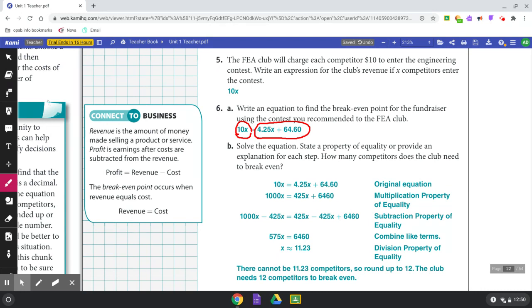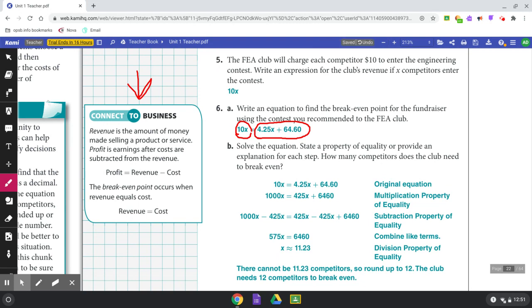Okay? Break-even means that you don't make a profit. You earn what you spent. So 10x is their earnings, $4.25 times x plus $64.60 is their cost. So when you have the earnings set equal to the cost, your revenue set equal to the cost, that's your break-even point. And this block over here explains what I just said as well in a different way.